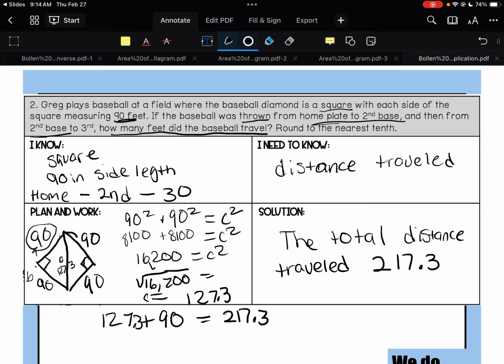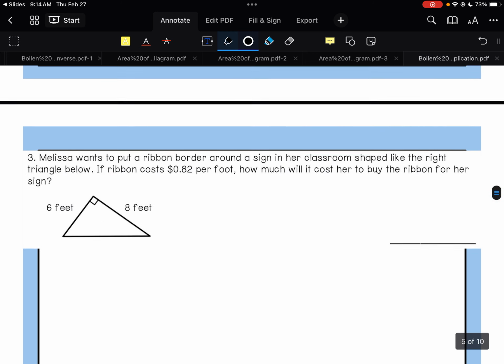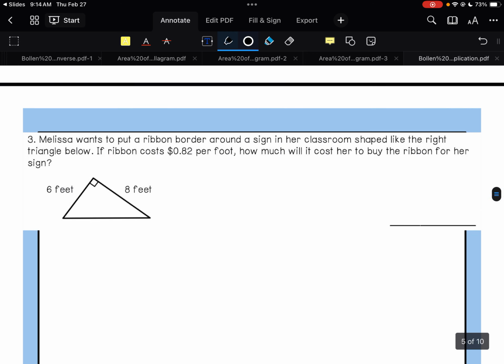All right, our next one here: Melissa wants to put a ribbon border around a sign in her classroom that's shaped like a right triangle below. The ribbon costs 82 cents per foot. How much would it cost to buy ribbon for a triangle sign? So you have the ribbon going all the way around. So you need to find the length of all three sides.